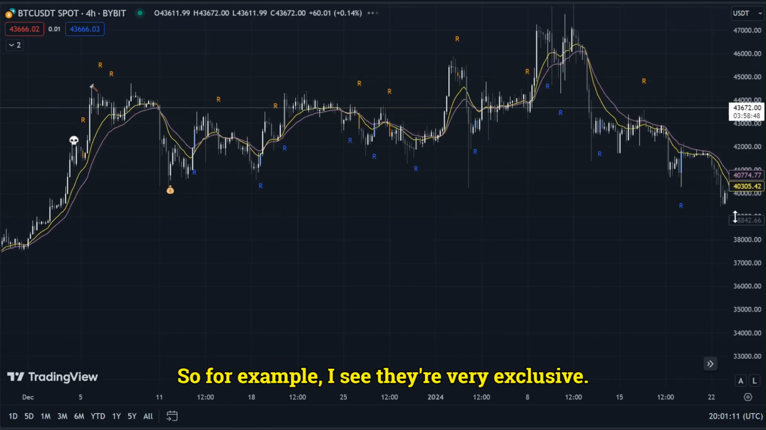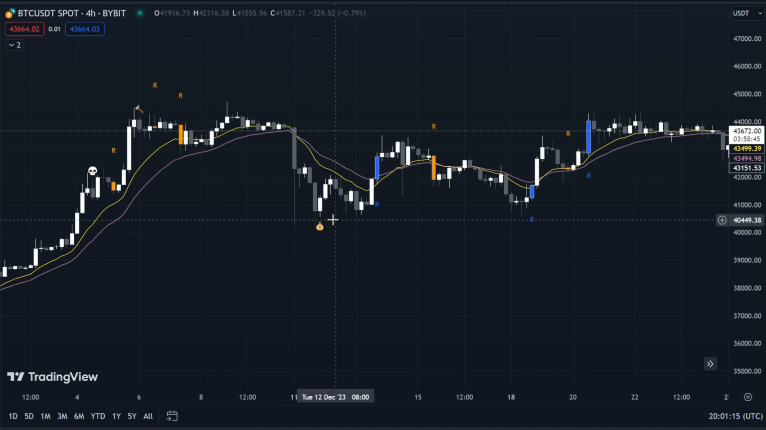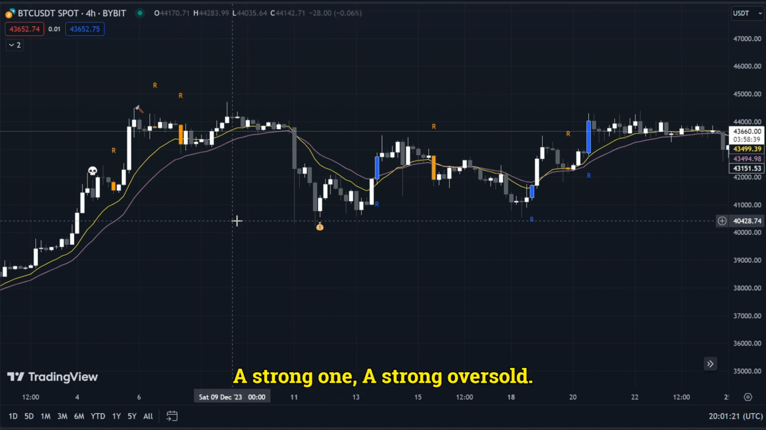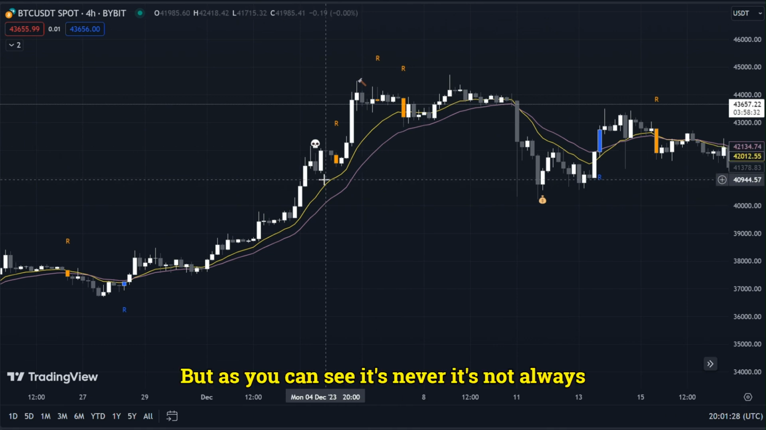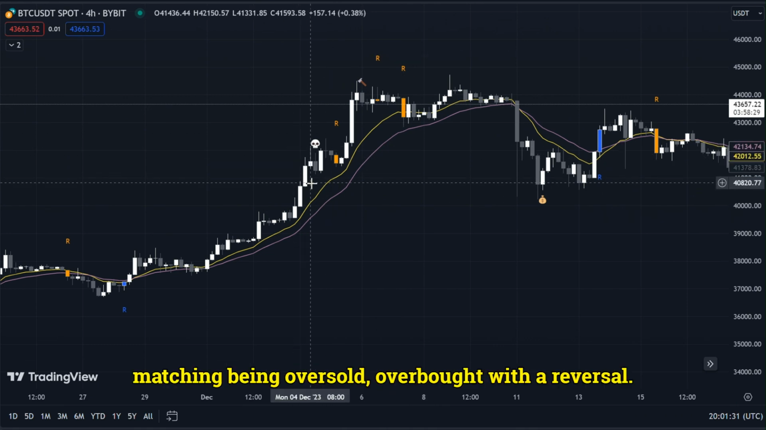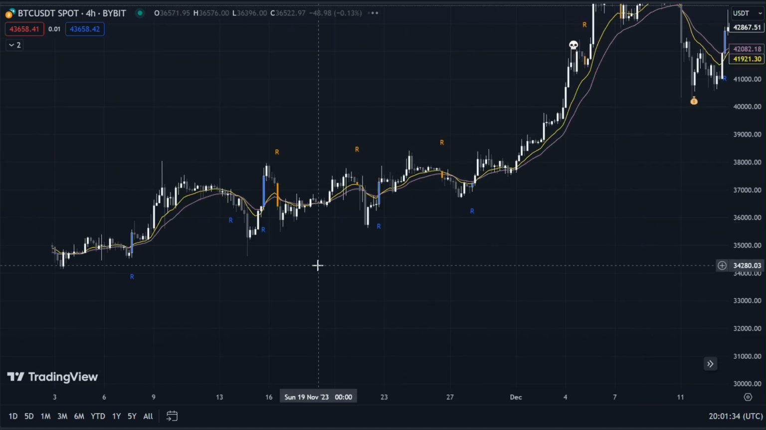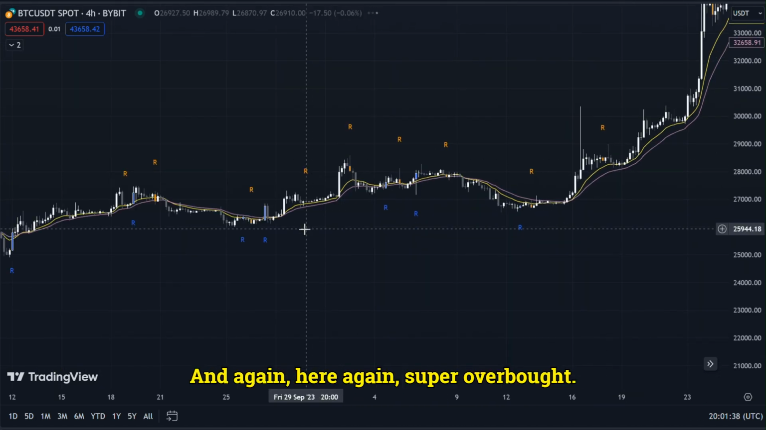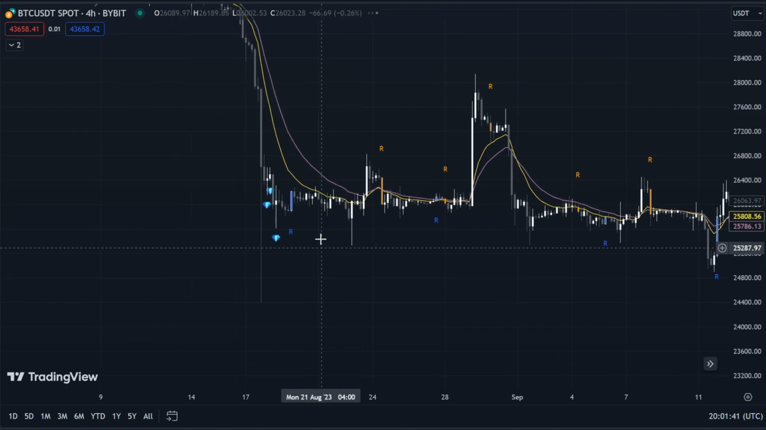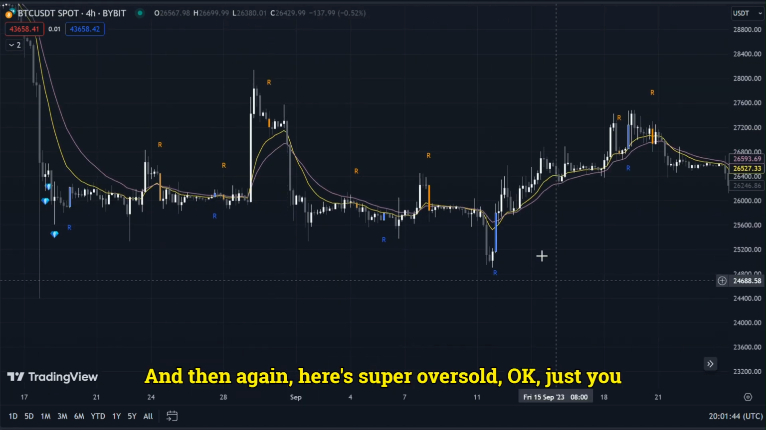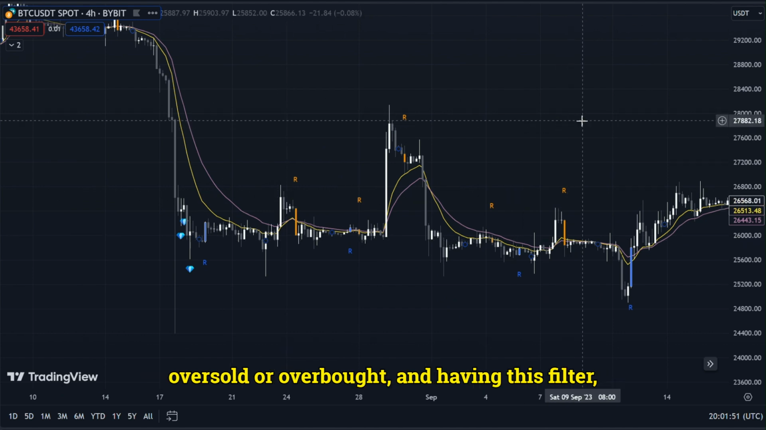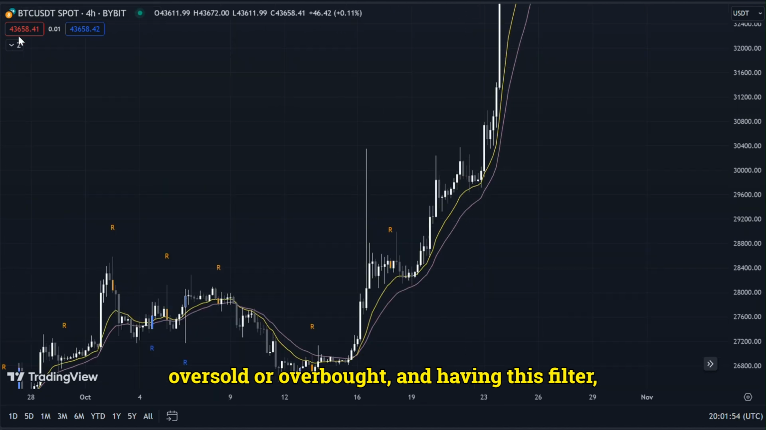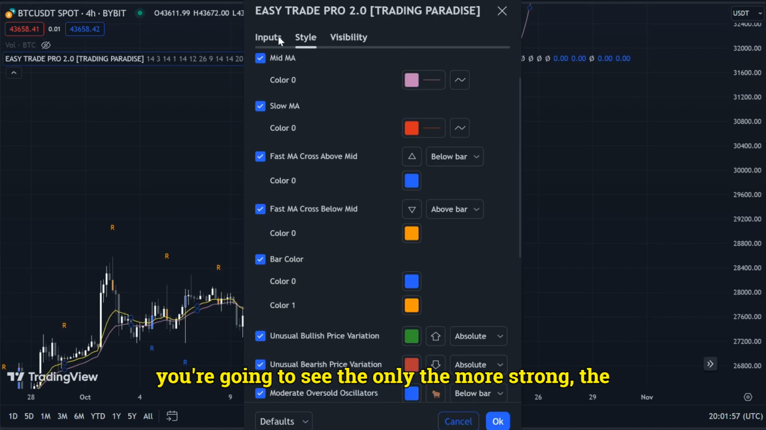So for example, let's see, they're very exclusive, they come up rarely. For example, here we have a strong one, a strong oversold. Here an extremely overbought, strong overbought, but as you can see, being oversold or overbought does not always match a reversal. Okay, and again super overbought, and then again here super oversold. Okay, just to have an idea of when some combination of oscillators are oversold or overbought. And having this filter, you're gonna see only the strongest ones.